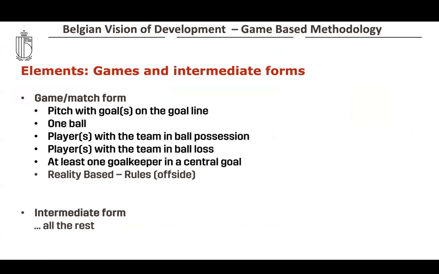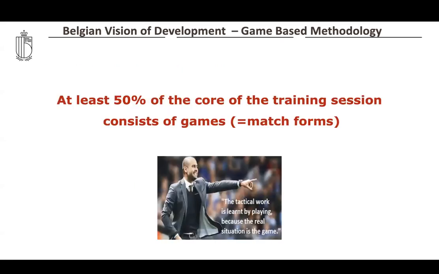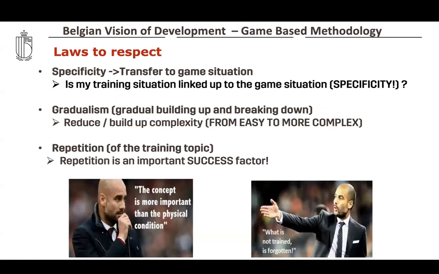And how do we do this in our federation? We focus on match forms or game forms. What does that mean? Training exercises where we have all the conditions of the real game, which is a pitch with goals on the goal line, one ball, one team in possession, one team out of possession. So there must be opponents, one goalkeeper, and the real rules like offside. All the rest, when you do not have these six conditions, we call it an intermediate form. It's less important because it's far away from the game. And in our training sessions, we need to have at least 50% of this match form.